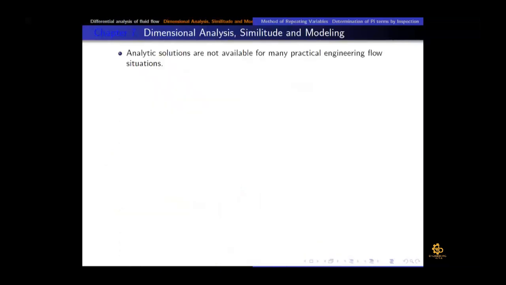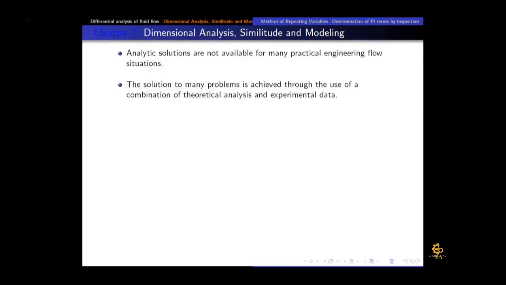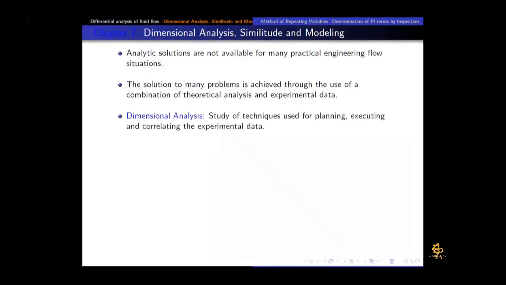As I mentioned in the beginning, we need experiments because analytic solutions are not available for many practical engineering situations. The solution to many problems is achieved through a combination of theoretical analysis and experimental evaluation. Dimensional analysis is chapter 7 of your book. That is the study of techniques used for planning. Planning means how to identify the critical, independent parameters we need to consider in the experiment, how to execute that experiment, and then how to correlate the experimental data.